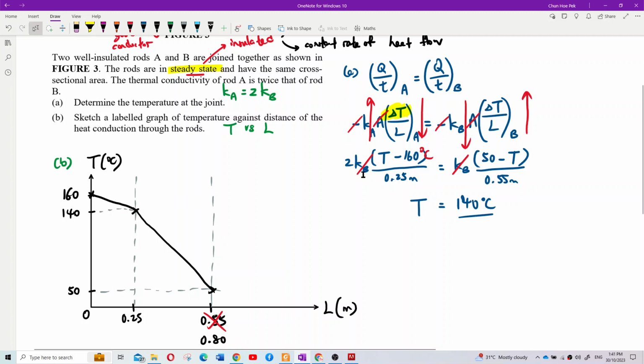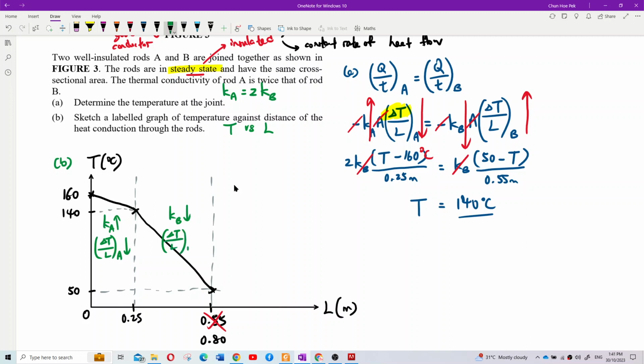So for A, KA is big, the gradient is small. And for B, the bad conductor, KB is small and has a big gradient. A bad conductor has a big gradient. For a good conductor, the drop of temperature is small. For a bad conductor, the drop of temperature is high.